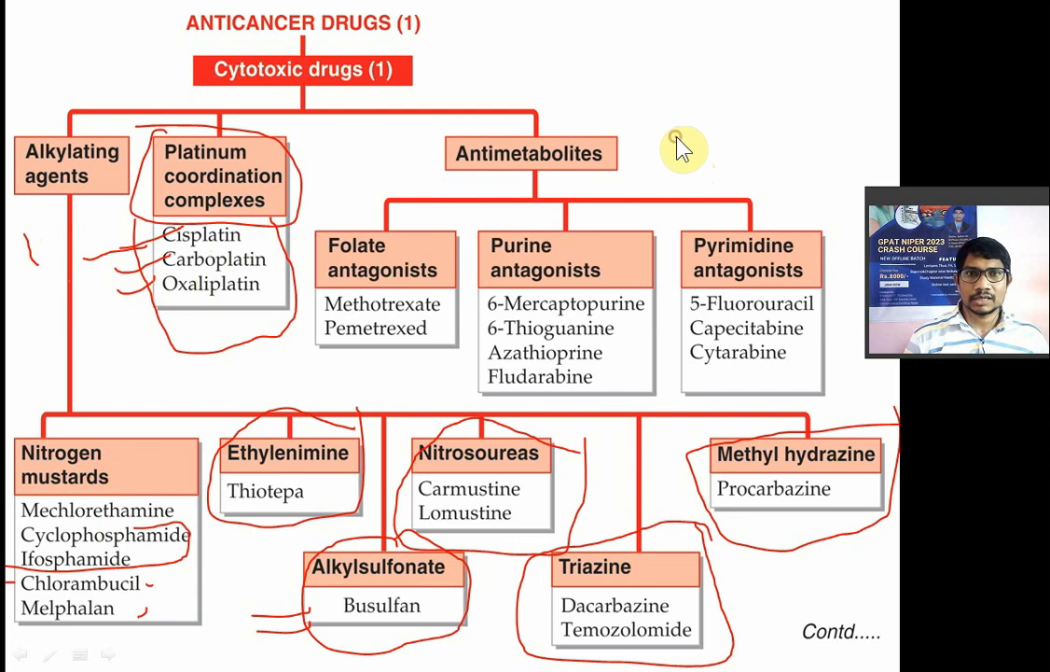Now in the cytotoxic drugs, the third class is the antimetabolites, and in that also you have three classes. So the first one is the folate antagonists. In folic acid antagonists comes methotrexate and pemetrexed. So what is methotrexate? Methotrexate is a folic acid antagonist. It inhibits the dihydrofolate reductase enzyme. Also it inhibits thymidylate synthase, which is required for purine synthesis in the nucleic acid. So synthesis of purine will not be there. That is methotrexate. Pemetrexed is also the same kind of drug related to methotrexate.